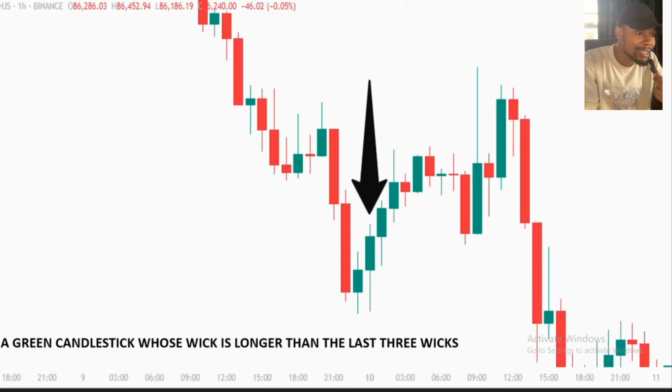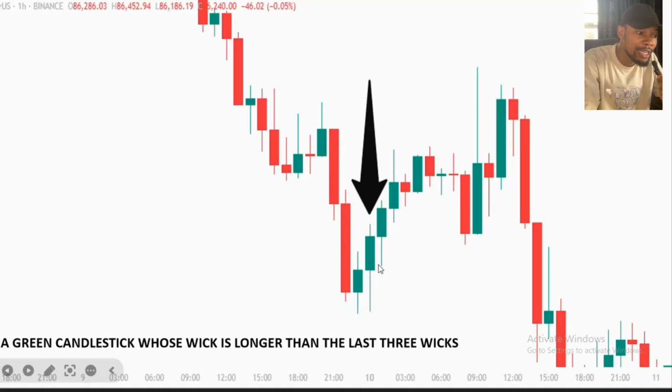Another sign we are going to check for is a green candle whose lower wick is longer than the last three. After you have seen the sign for an uptrend, when the blue line crosses the yellow line, you will look out for the next green candle. If that candle's lower wick is longer than the last three, which means you can see this is the wick. This thing down here is called the wick, and it is longer than this one, longer than this one, and longer than this one.